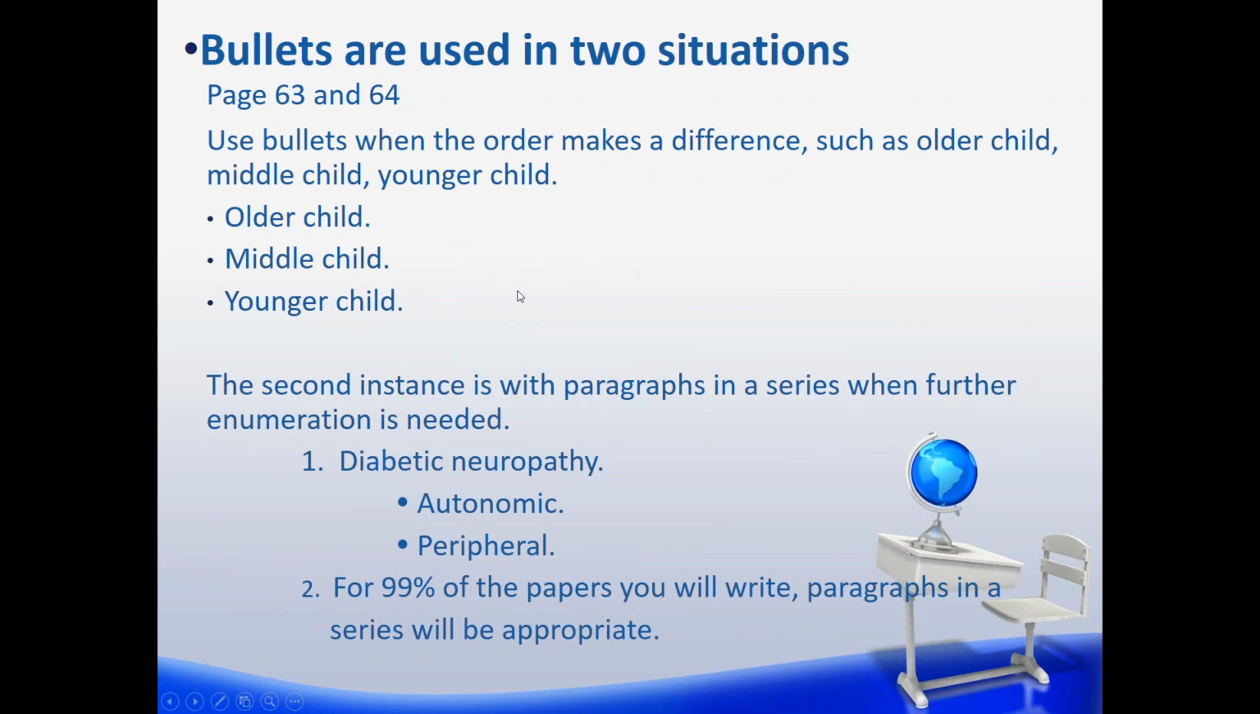All right, bullets is another way of doing some vertical enumeration, and they're only used in 2 specific cases. One is with the order when it makes a difference, like older, middle, younger. And the second time is when you already have paragraphs in a series and you want to do some enumeration under the paragraphs, then you can use the bullets for that.